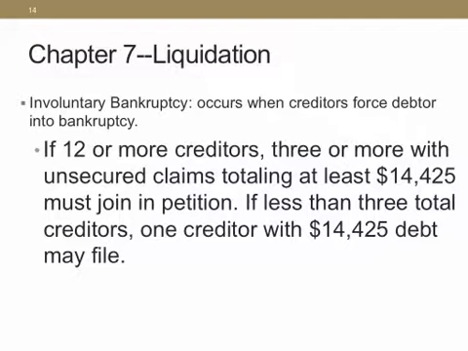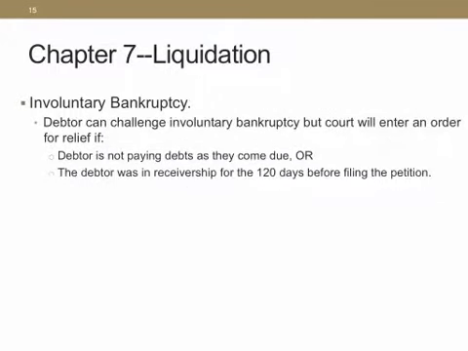The involuntary bankruptcy is, again, by the creditor forcing the debtor into bankruptcy. If there are 12 or more creditors, 3 or more of which have unsecured claims totaling at least $14,425, they join in the petition. If there are fewer than 12 creditors, 1 creditor has to have that amount of debt. The debtor can challenge this involuntary bankruptcy, but the court will enter an order for relief if the debtor is not paying debts as they come due, or the debtor was in receivership for the 120 days before the filing of the petition.